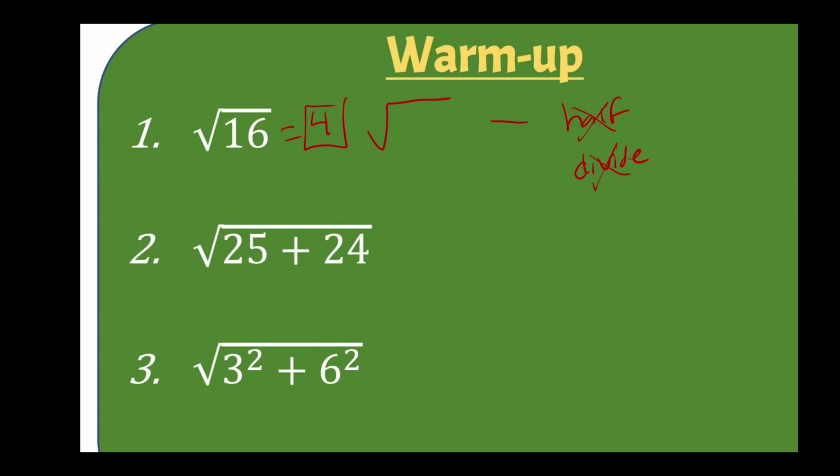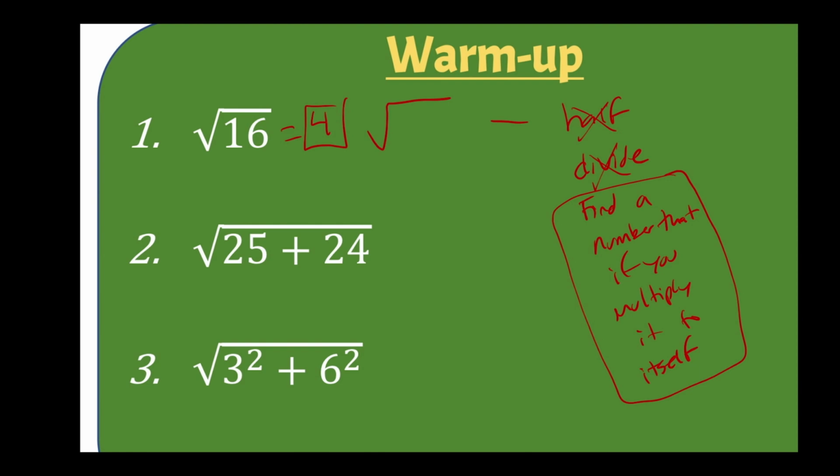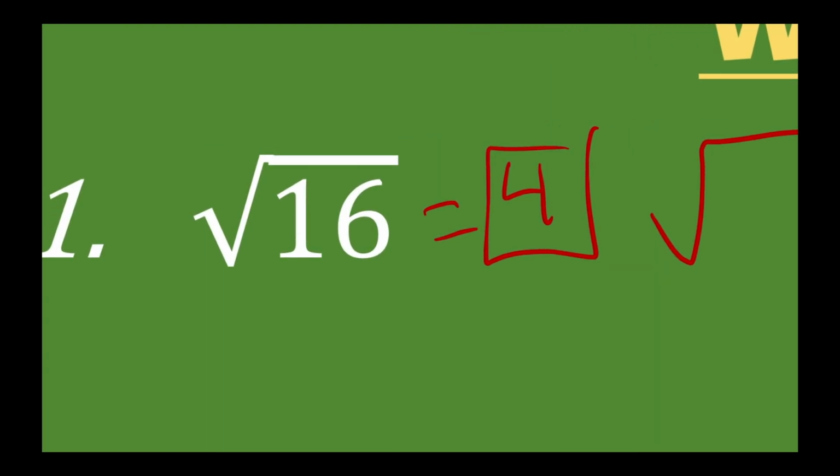What does it mean? Someone says find a number that if you multiply it by itself, and then that's all they said. So that's a little closer to what we're doing. We need to find a number that if you multiply it to itself, you get the number inside. And so let's think about it. What's 4 times 4? 16.